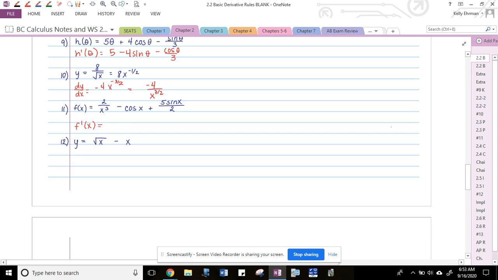Maybe you don't have to rewrite it, or maybe you just want to rewrite this little term here. The first term is the same as 2x to the negative 3. So this would become negative 6x to the negative 4. Derivative of negative cosine, well, derivative of cosine is negative sine. So this would be plus sine x. Derivative of sine is cosine, so plus 5 cosine x over 2. And instead of leaving that as x to the negative 4, we could write it as negative 6 over x to the 4th.